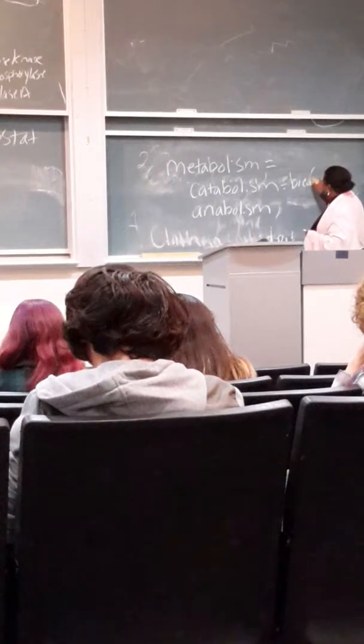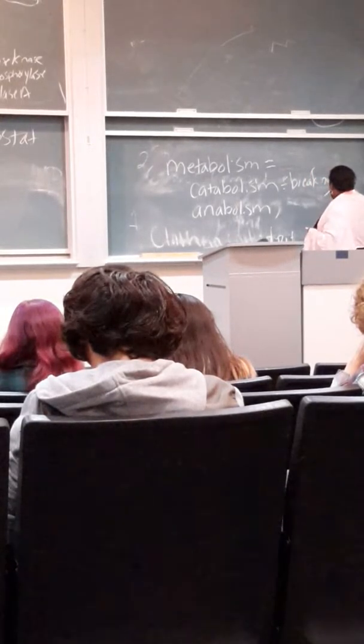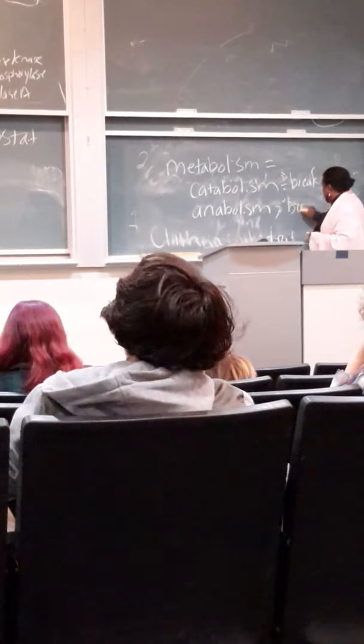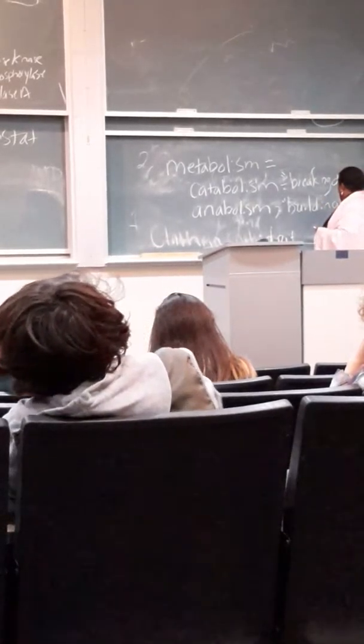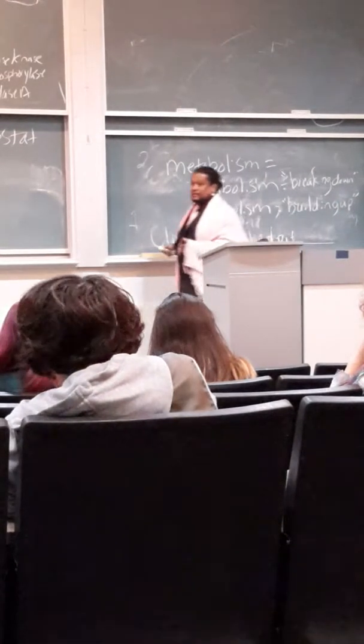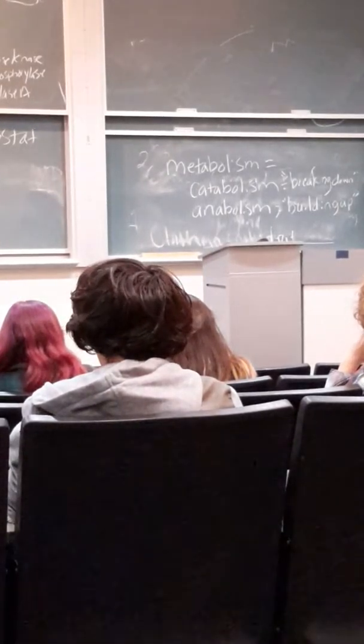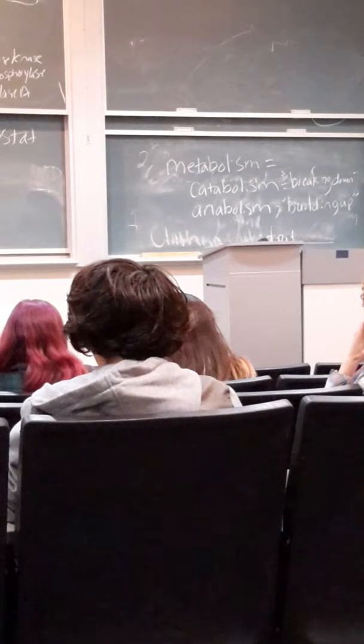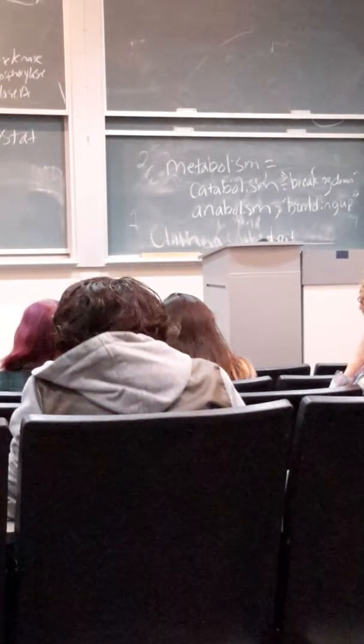Metabolism is kind of breaking down and anabolism, which means building up. Like when people talk about anabolic steroids. So anabolism would be the conversion of amino acids to proteins. The conversion of simple sugars to complex carbohydrates, like glycogen.